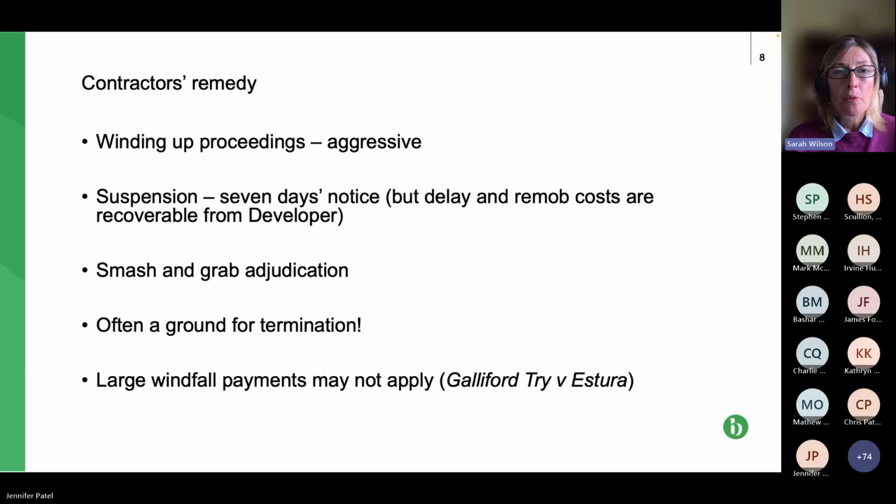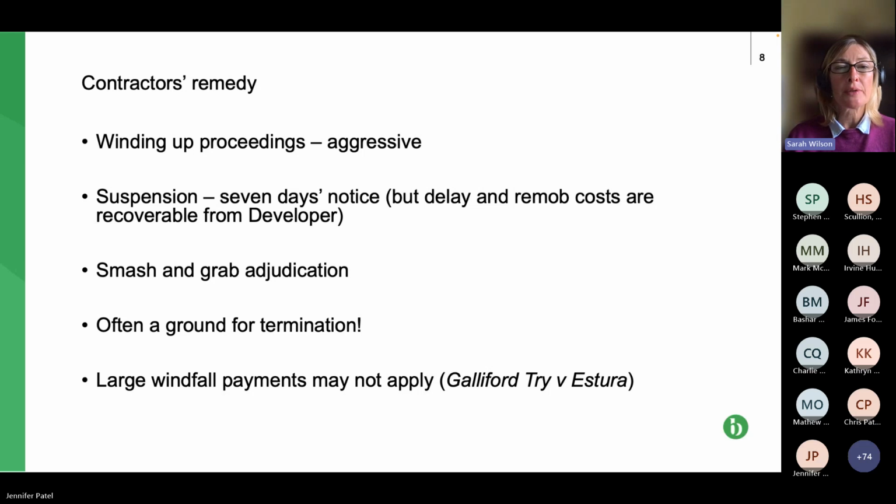Yes, so we talked about the circumstances where you would bring a smash and grab, where either the party wanting to be paid has submitted its IPA and the paying party hasn't submitted any notices, or the party wanting to be paid doesn't submit the IPA, there's no payment certificate issued by the paying party, so the party wanting to be paid submits that default payment notice, and subsequently there's no pay less notice from the paying party.